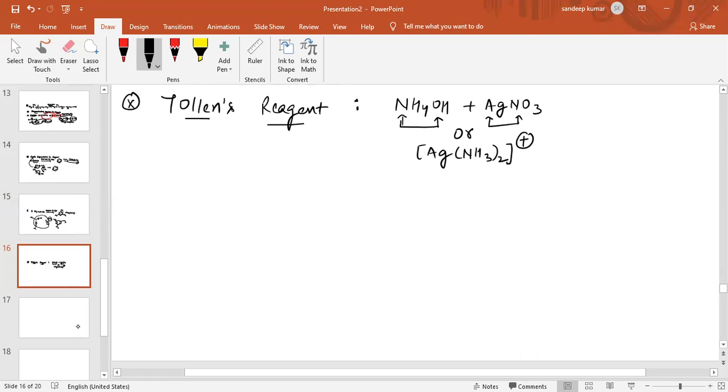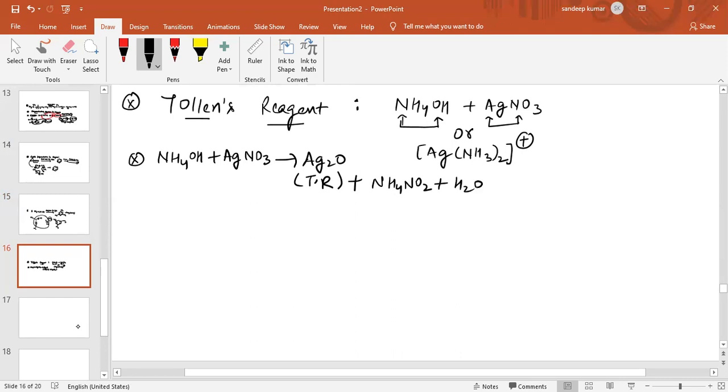Also we can say when NH4OH reacts with AgNO3, what product is obtained? The product obtained is Ag2O. So this is also basically Tollens reagent. Please remember. Now see the reaction. The byproducts we don't need to learn, but if you want to write them, then you may write the byproducts. One is NH4NO2 and another is H2O.